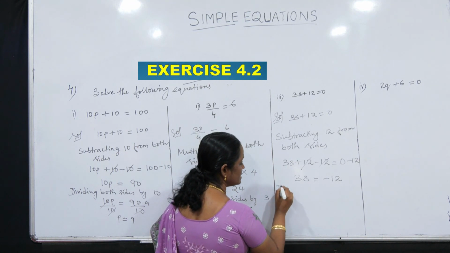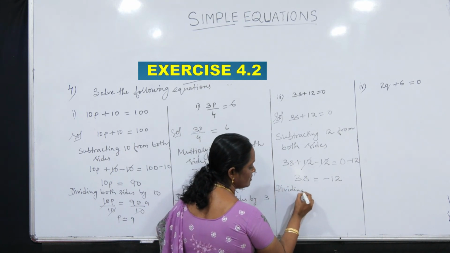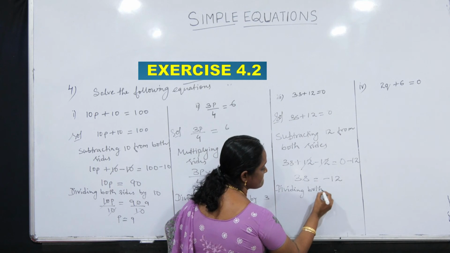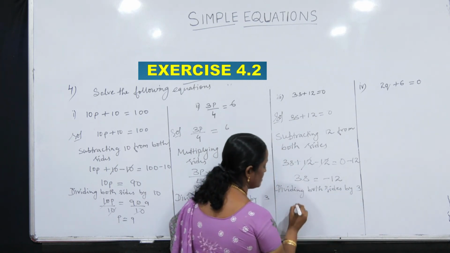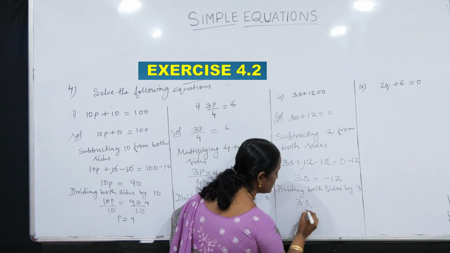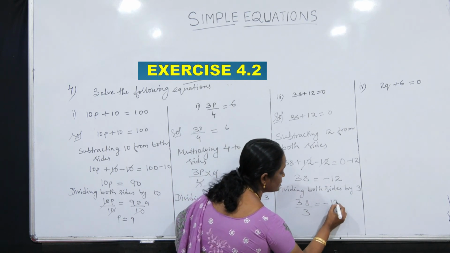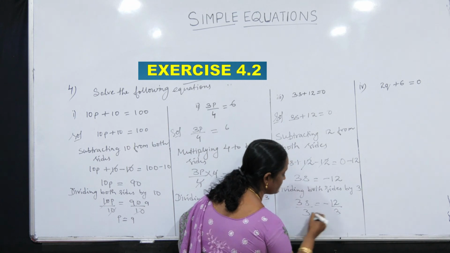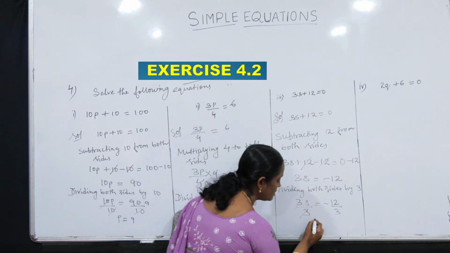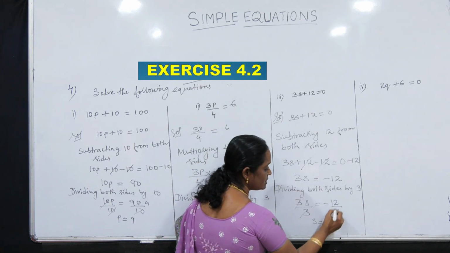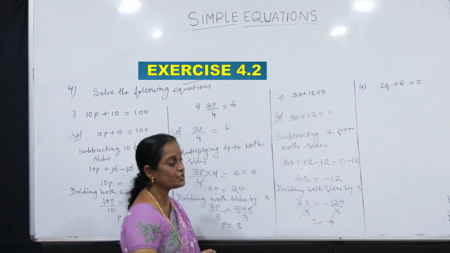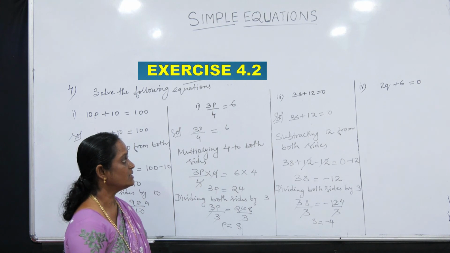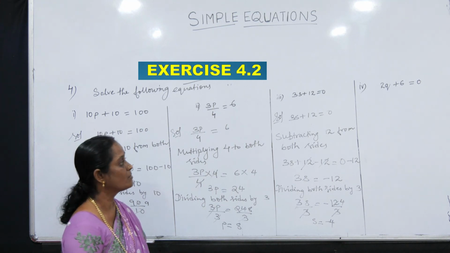The next step is dividing both sides by 3. 3s divided by 3 is equal to minus 12 divided by 3. Here this 3 will get cancelled. So s is equal to 3 fours are 12. s is equal to minus 4. The solution to the equation is s is equal to minus 4.